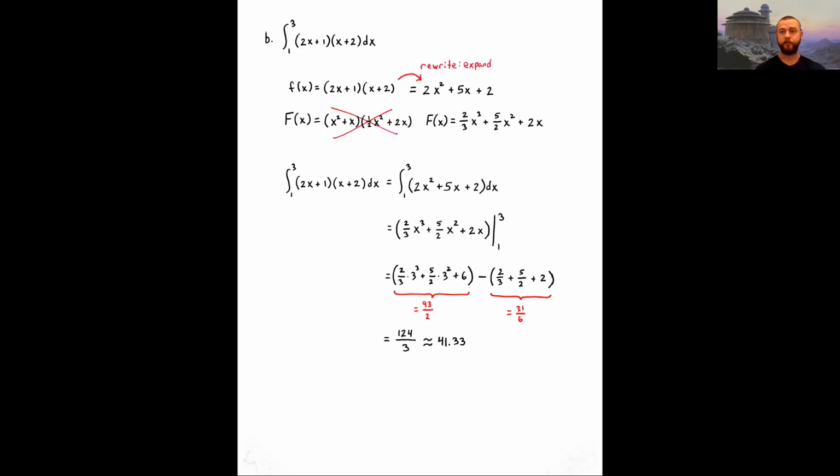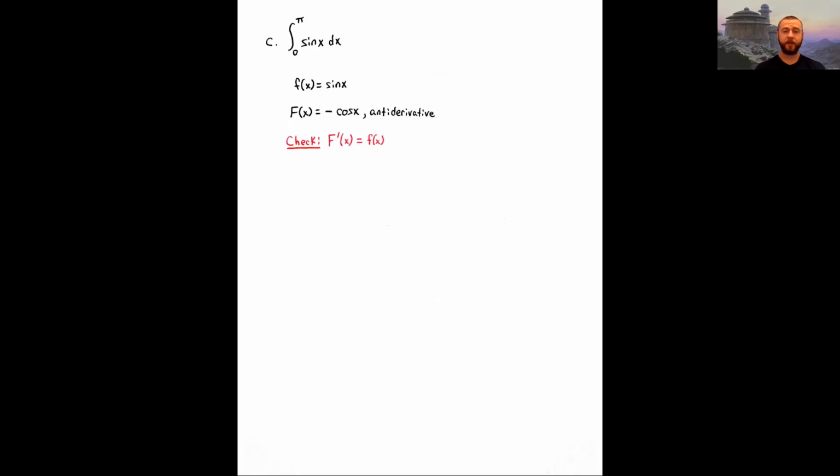And just to get an approximate answer, just to satisfy maybe application problems in science and engineering, this definite integral comes out approximately to 41.33. The exact value, however, is 124 divided by 3. All right, let's move on to the last example, part C.